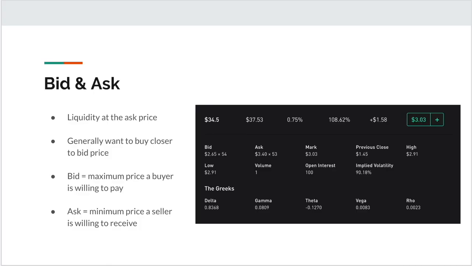The bid is the maximum price a buyer is willing to pay for the stock, and the ask is the minimum price a seller is willing to receive. It works exactly the same in options contracts. The bid is the maximum premium price that a buyer is willing to pay, and the ask is the minimum premium price the seller is willing to receive. And so it's laid out in the example on the right side of the screen. There's the bid and the ask.